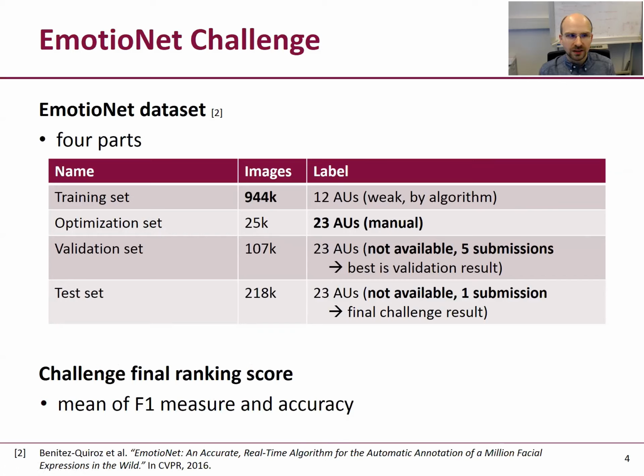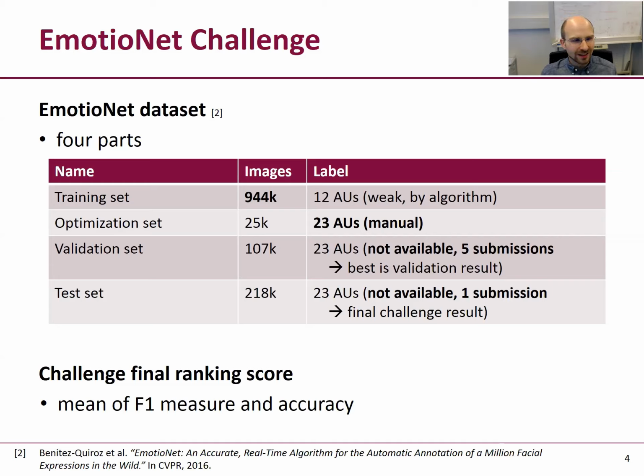The EmotioNet dataset consists of 4 parts: the training set, the optimization set, the validation set, and the test set. The training set is by far the largest data set with 944,000 images, but it was only labeled by an algorithm and only with 12 of the action units. So this is a quite weak label source. The optimization set, in contrast, is quite small, only 25,000 images, but fully labeled with manual labels.